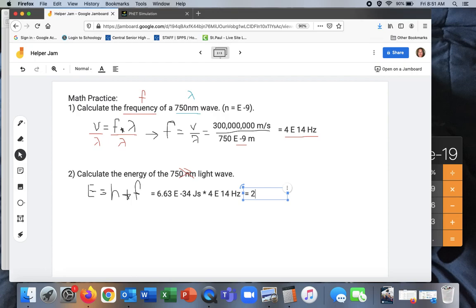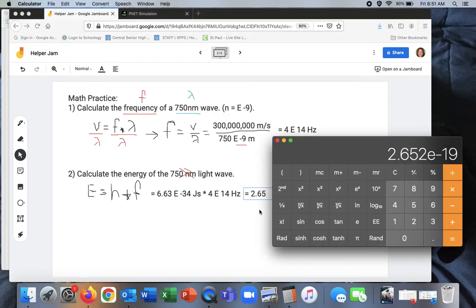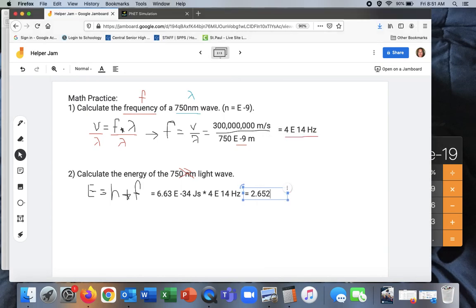So 2.652 e to the minus 19. So remember, they're showing a lowercase e, but it really should be capital E. And then the units for that are joules. So that is the energy of one photon of a 750 nanometer light. We're not using the 750 because that represents wavelength. Instead, we are just multiplying the frequency times the energy.